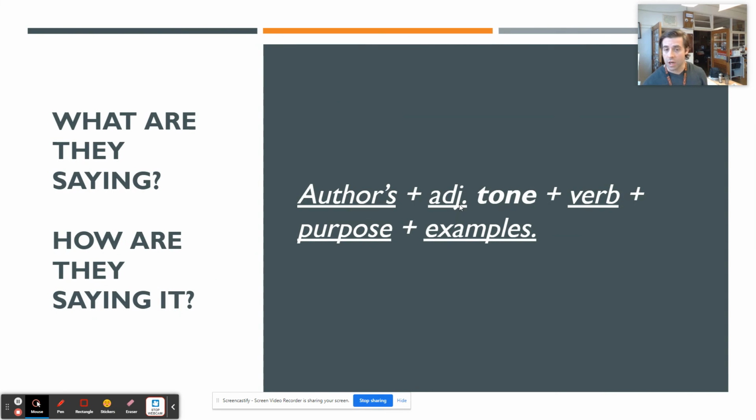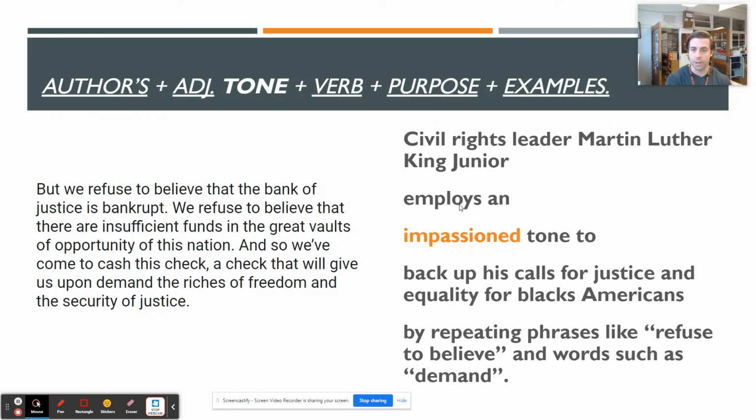So how we're going to talk about this is, I'm going to give you a specific sentence structure. We're going to talk about the author's blank tone does this, and then provides examples. So what are they saying and how are they saying it? I'll give you some examples here. So in this same passage from Martin Luther King, I might say Martin Luther King employs an impassioned tone to back up his calls for justice and equality. So here's how I'm connecting my tone to his main idea. And then I'm giving some examples of how he's doing this.